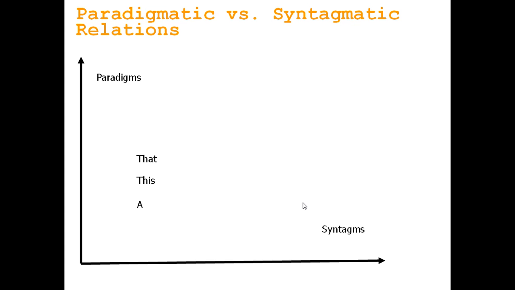Okay, if we work on the vertical axis, this is an example of the kind of choice that we may have for a determiner. We could choose a distal one like that, a proximal one like this, an indefinite one like a, or a definite one like that. Then we have a choice among different nouns.